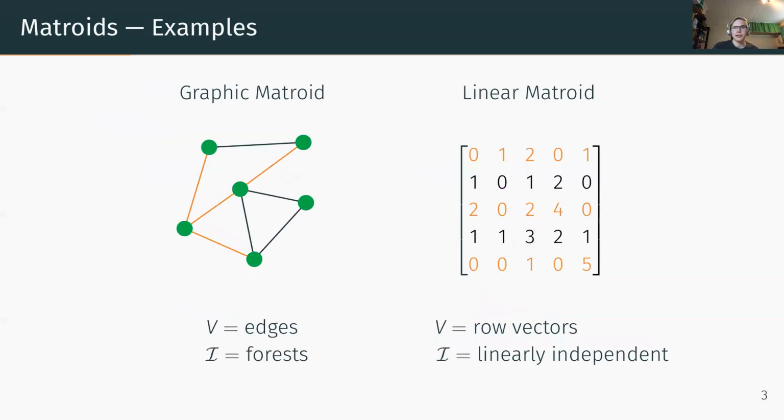Okay, so two examples of matroids are the graphic matroid and the linear matroid. In the graphic matroid, we have some graph, and the elements of our matroid are the edges of this graph. And we say a set of edges is independent if they induce a forest, or an acyclic subgraph. In a linear matroid, we have some matrix over some vector space, and the elements of the matroid are the row vectors. And the notion of independence is just normal linear independence. So matroids are this concept which captures both graphs and vector spaces in one notion.